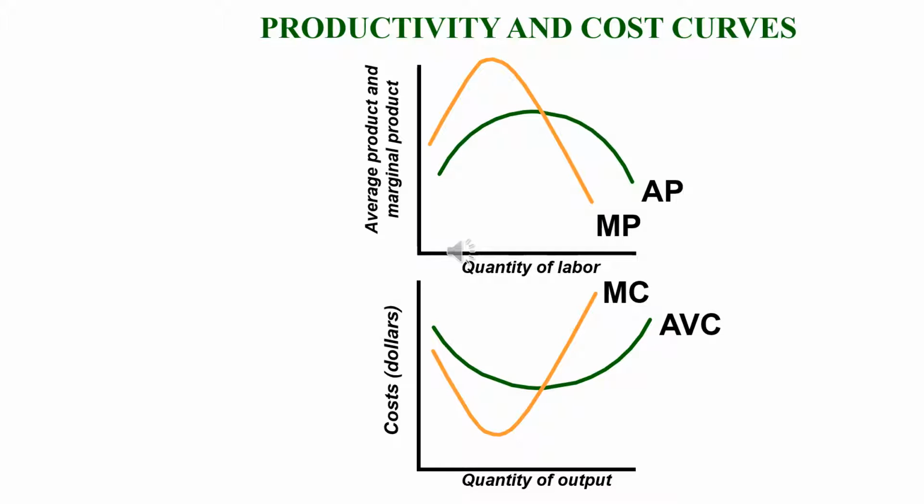You can see that the marginal product and average product are derivatives of the marginal cost and average variable cost. As the marginal cost starts to rise, the marginal product starts to fall. The apex of the marginal product curve is the nadir of the marginal cost curve. The same thing happens with the AVC and AP.